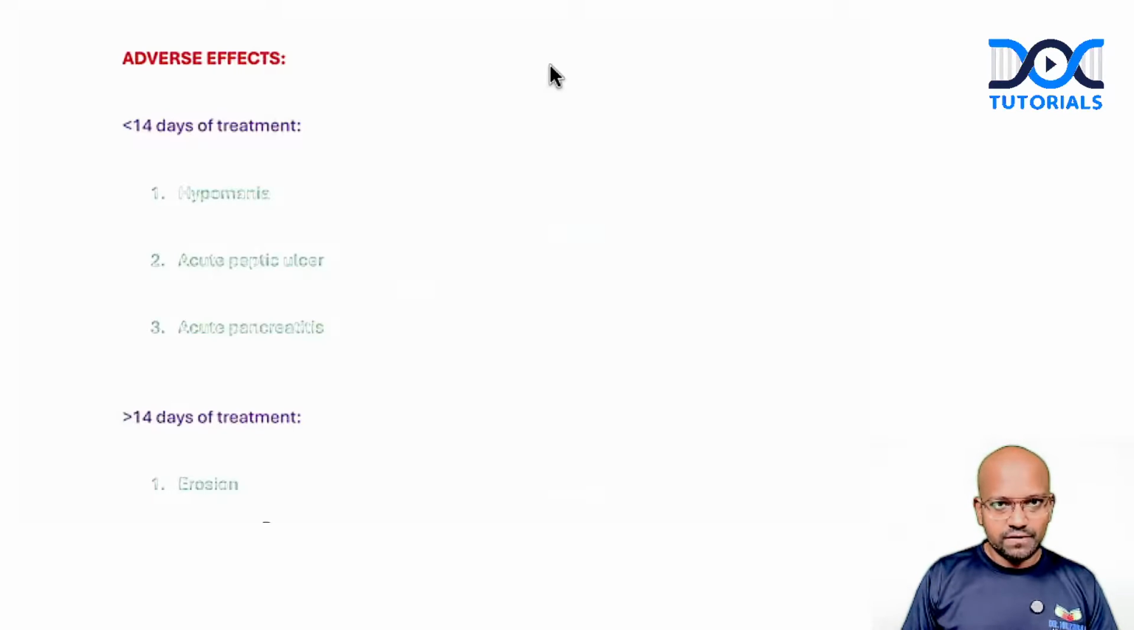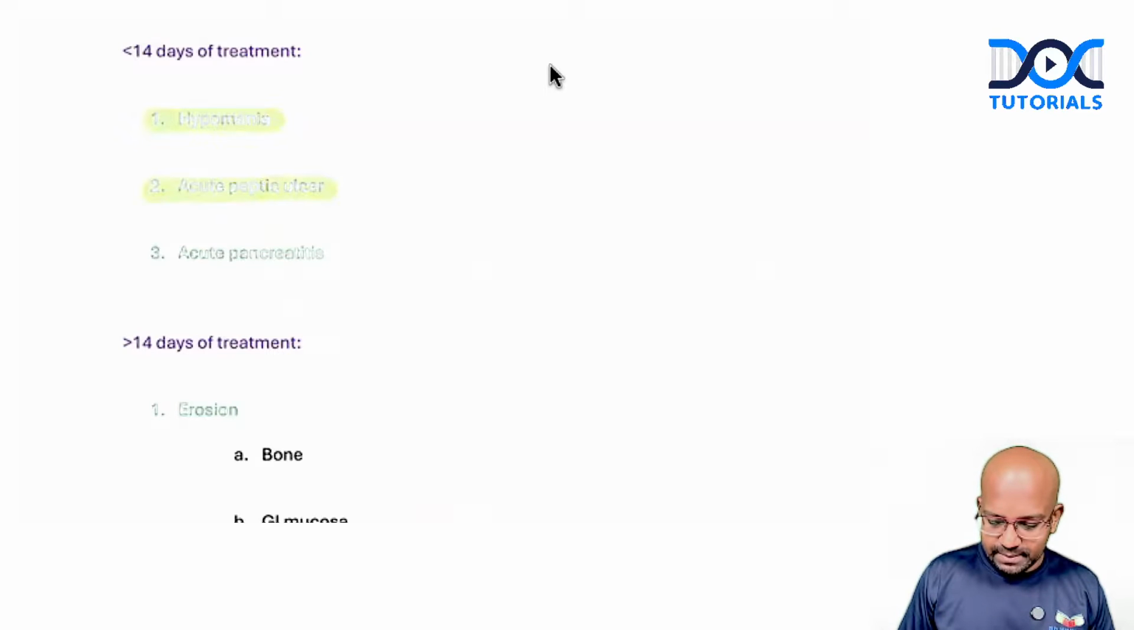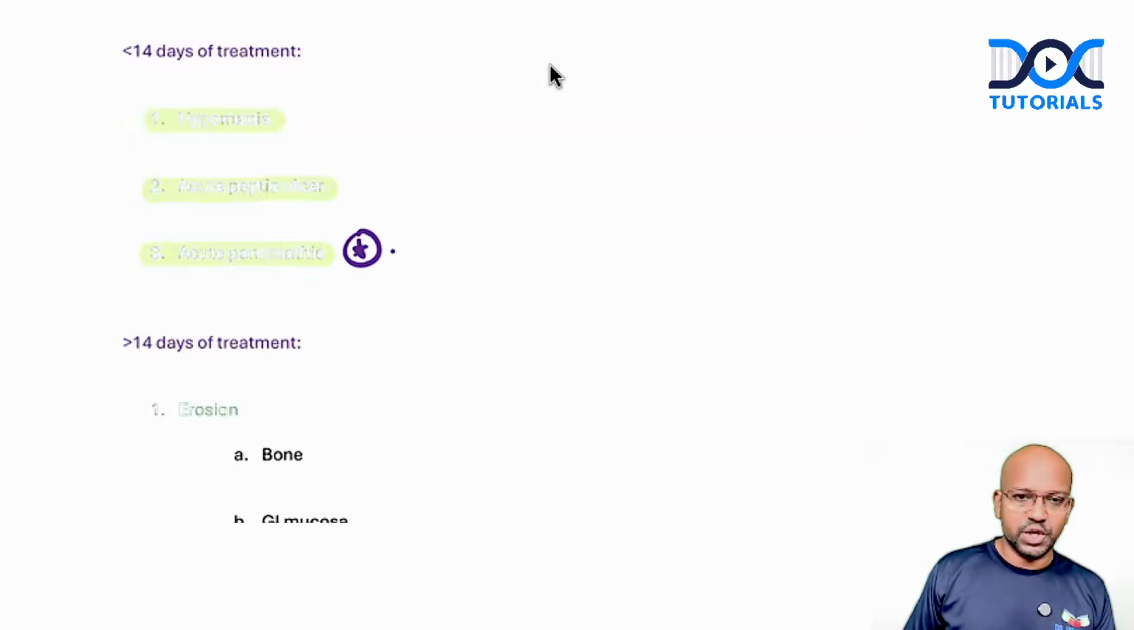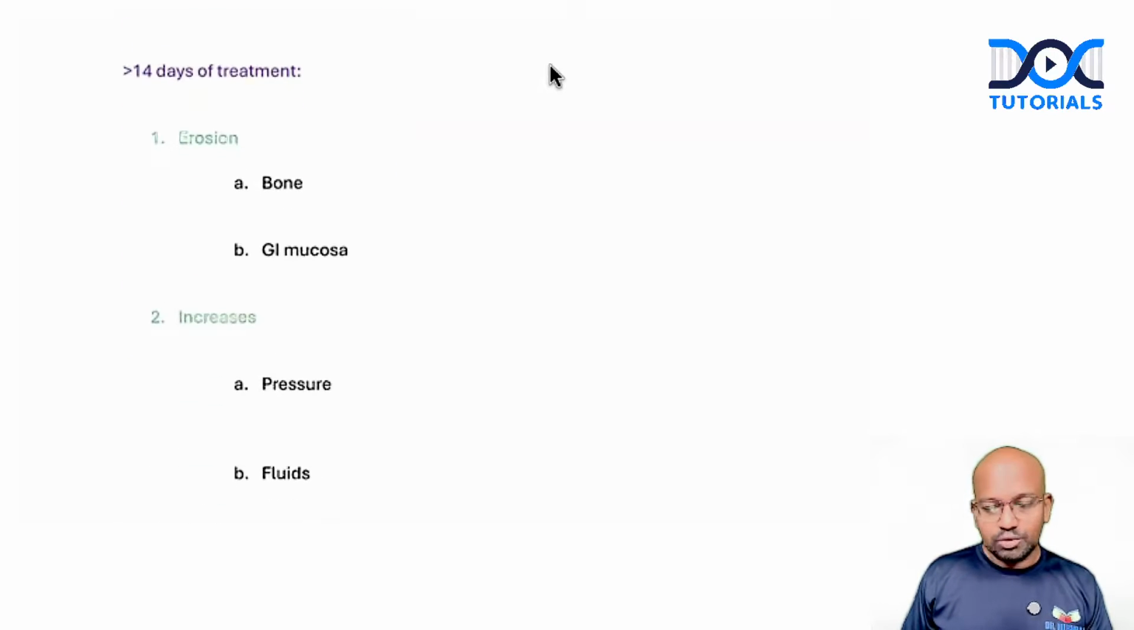In less than 14 days, we can expect these three major adverse effects. As we can see over here, patients might develop hypomania, acute peptic ulcer, or acute pancreatitis. This one is extremely severe, guys. We have seen lots of patients suffering from severe abdominal pain because of acute pancreatitis, after regular use or after a high dose of steroids has been administered. Now, more than 14 days of therapy, that's an important statement.